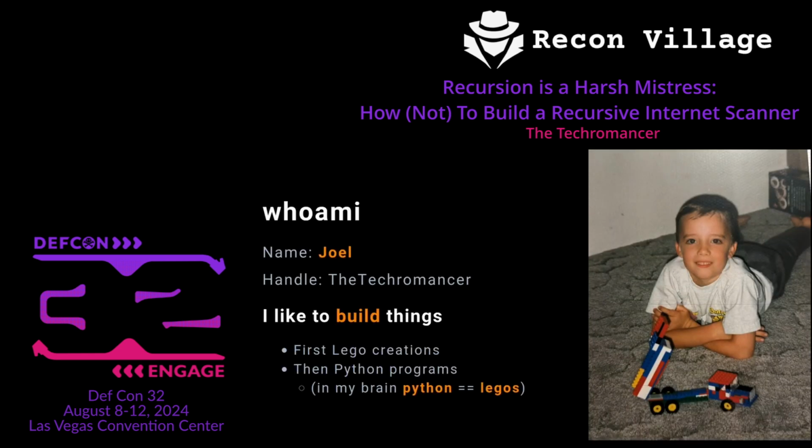I'm Joel, aka TheTechromancer. Basically, the only thing you need to know about me is that I like to build things. This was me when I was 6 years old. I loved Legos. I was a huge Lego kid. So when I finally learned Python, in my brain, the Lego logic just kind of became Python logic, and they're kind of the same.